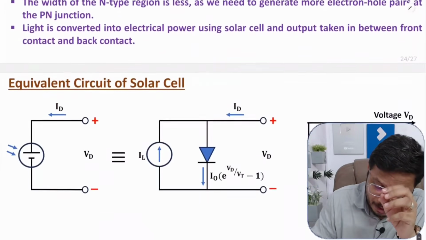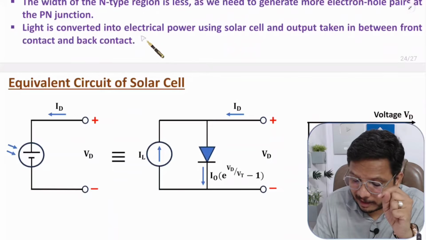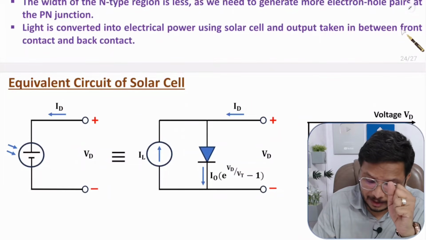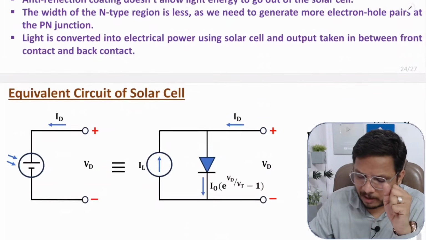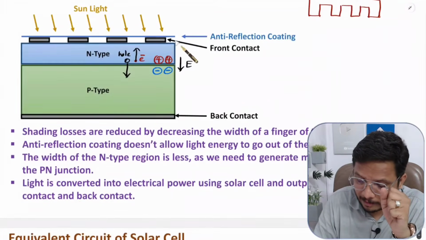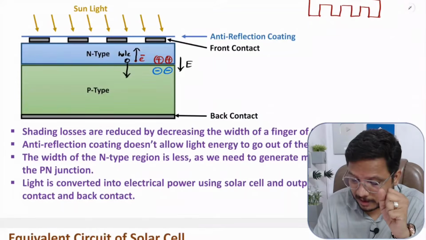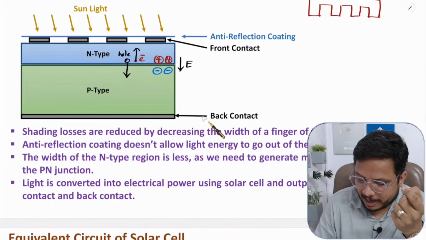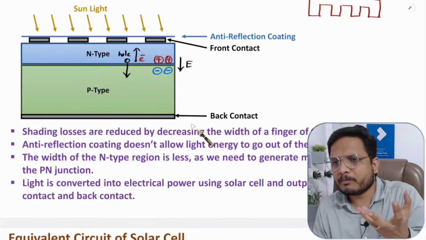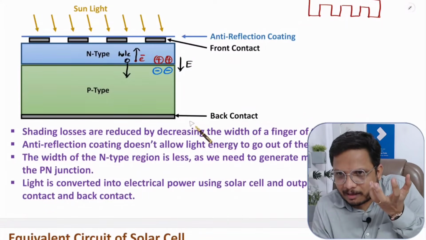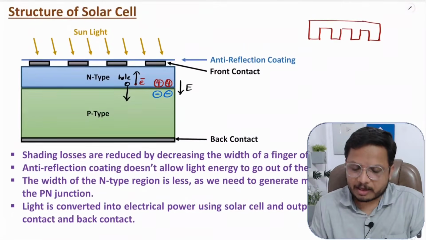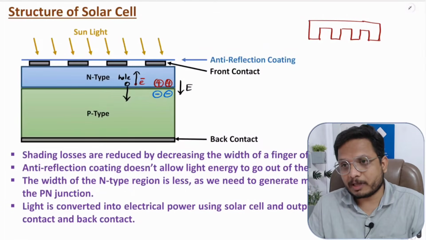Fourth, if you observe, light is converted into electrical power using the solar cell, and the output that we take is in between the front contact and back contact, that I have told you, right? This is the front contact as per finger shape, and this is the back contact. There is nothing like finger shape here, right? And in between these two terminals, we are taking that solar power, right? So that is the basic structure and working of a solar cell.